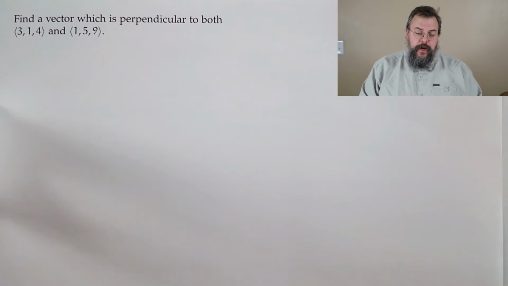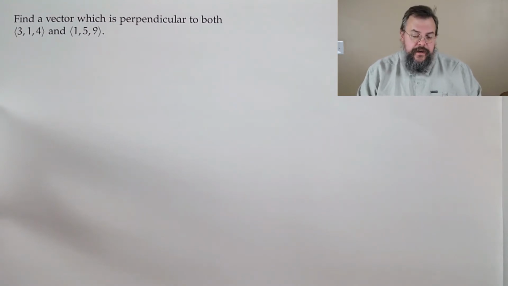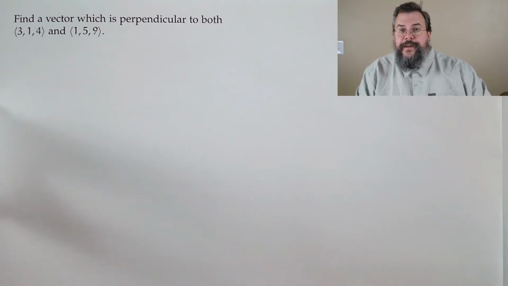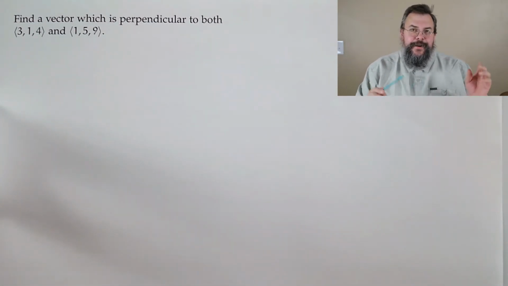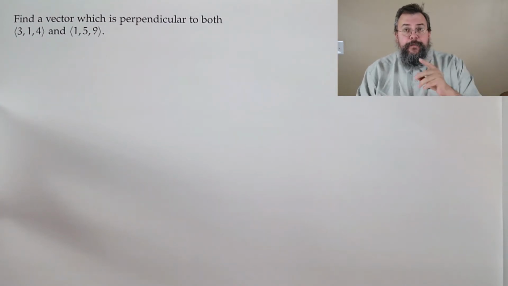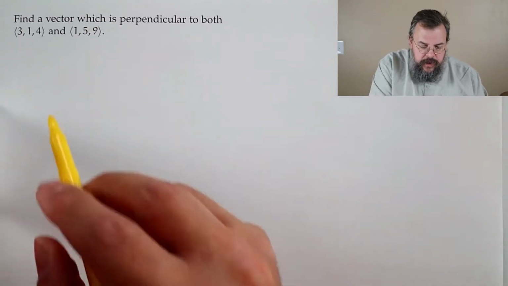Our very first problem. Find a vector which is perpendicular to both 314 and 159. Of course, you might notice these numbers, 314, 159, digits of pi, right? Well, coincidence, sure, coincidence. I want to point out a key word here before we get started, which is this word, a.